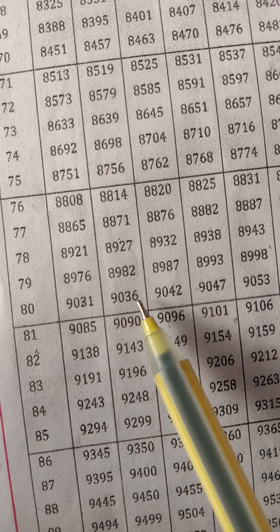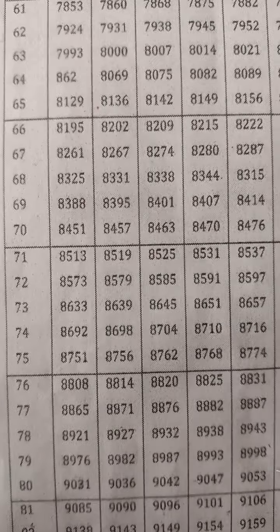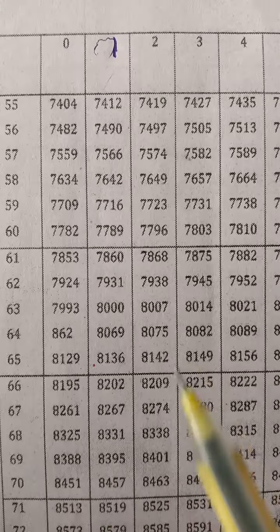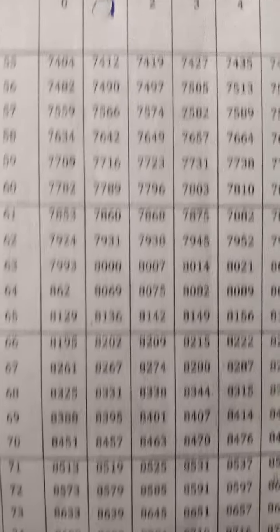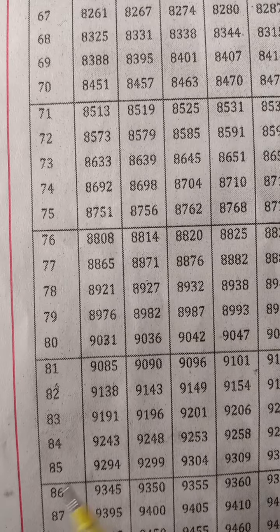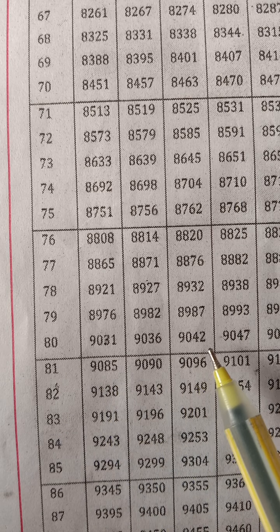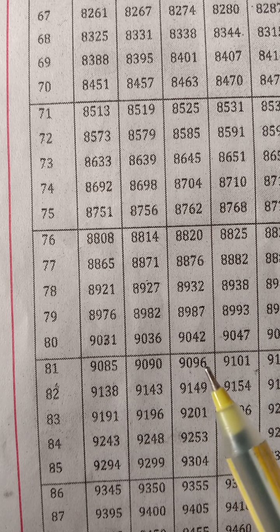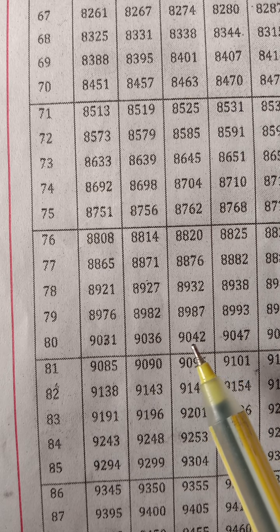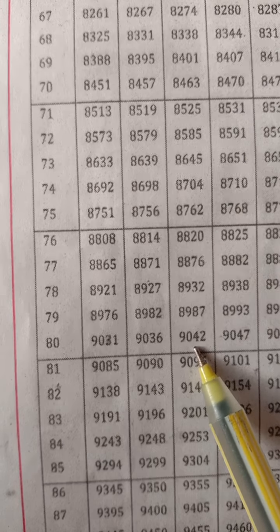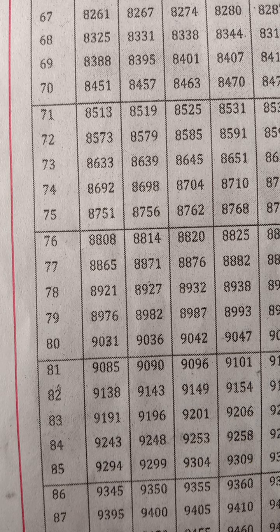There is 0, 1, 2. So this will be the second column. Let us see from vertical. This will be the second column of 2, and therefore go horizontally from this 80 in the second column. Now in the second column it is 9042. Then after that 2 there is again 5 because it is 80.25.